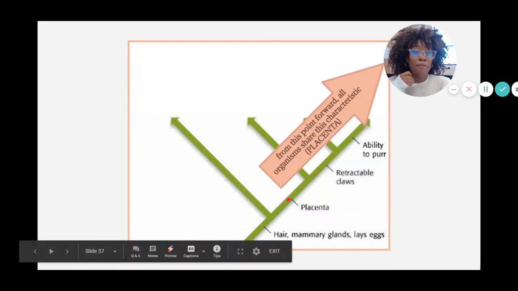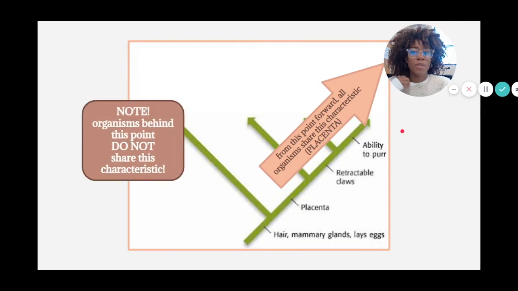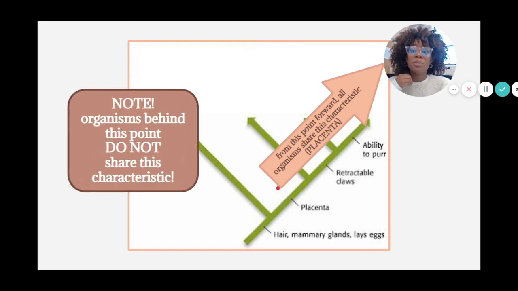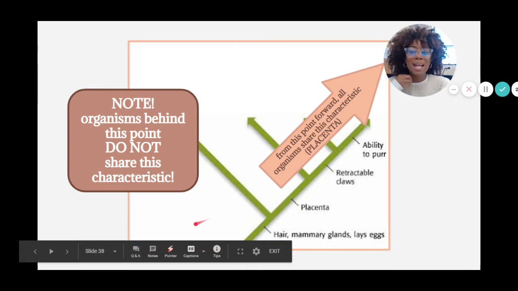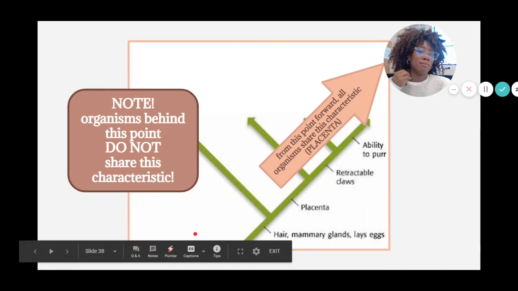Okay, so again, from this point forward, all of the organisms have placenta. One thing to note is that organisms behind this point do not have a placenta.